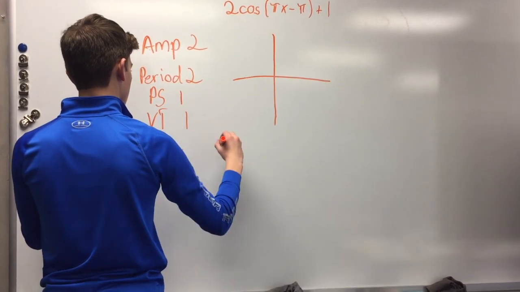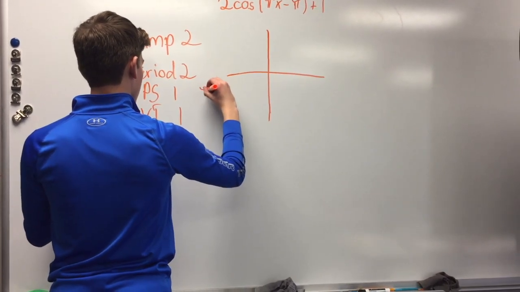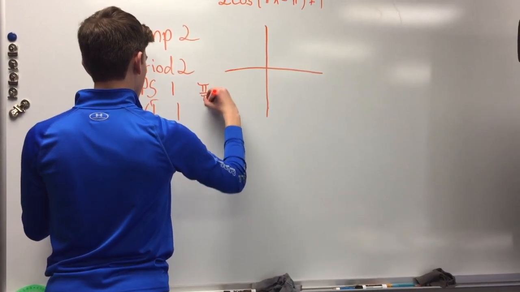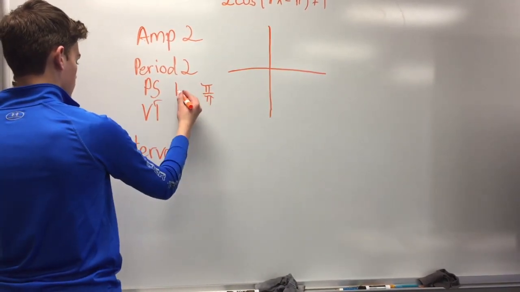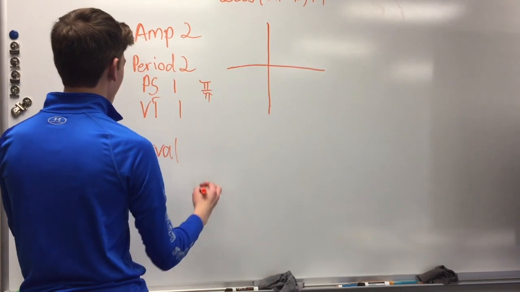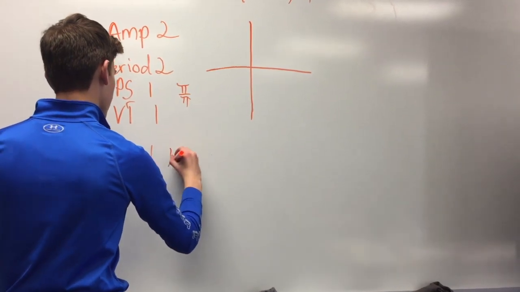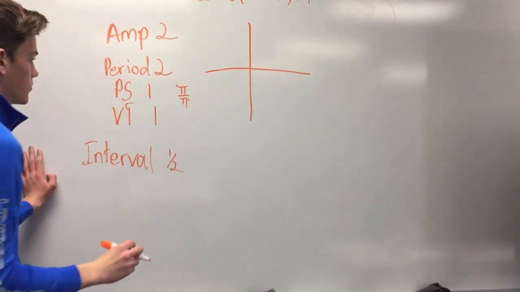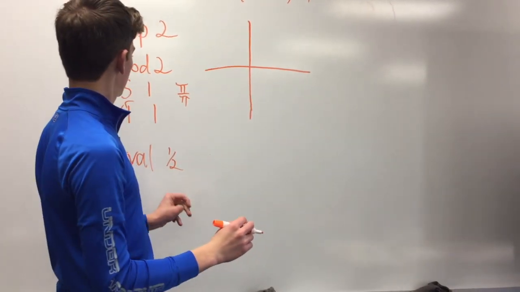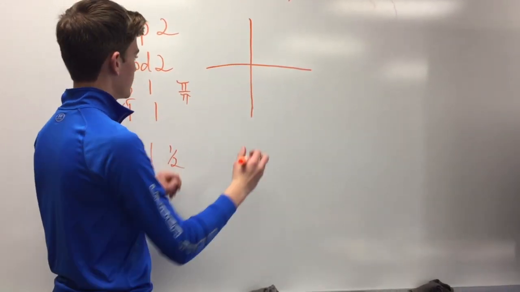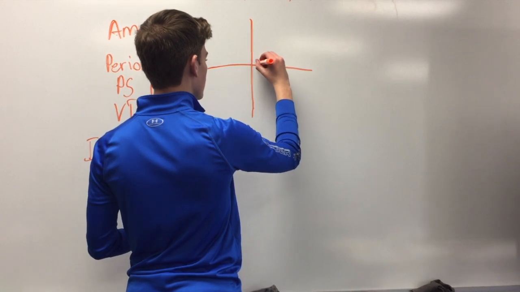The phase shift is c over b. C is pi, b is pi. They cancel out into 1. So then the vertical translation, which is just d, so it's 1 up. The intervals then are the period over 4, which is 2 over 4, making it 1/2.